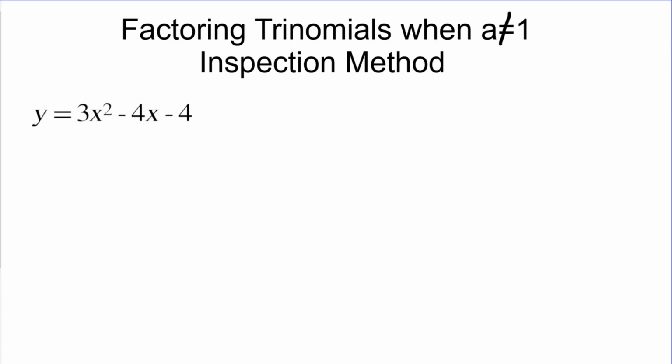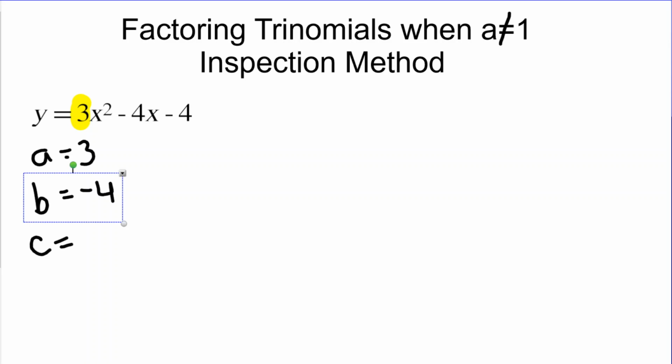The first thing we notice is we have this a value of 3 out front. Let's even go ahead and label our parts here. Our a value is 3, the coefficient on the x squared term. Our b value is negative 4, the coefficient on the x term, including any signs. And our c value is also negative 4.